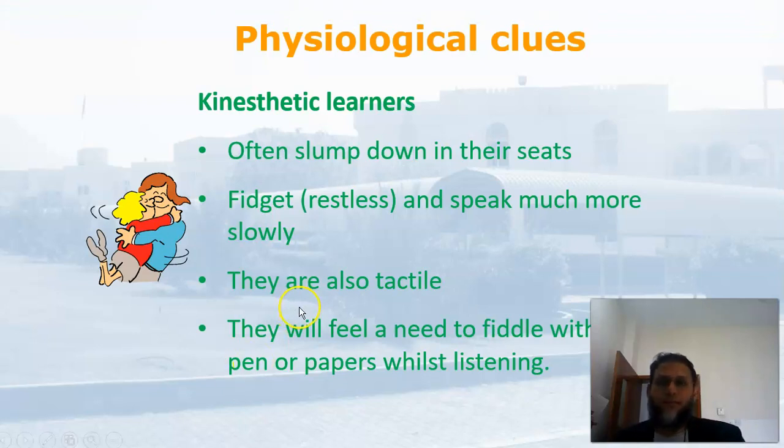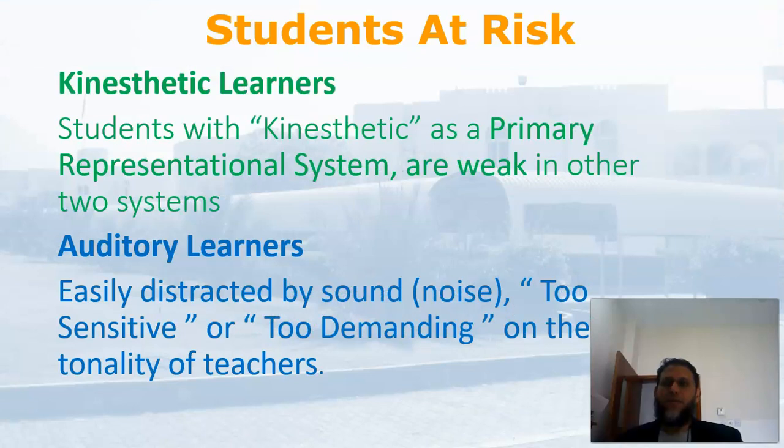The kinesthetic learners, physiological aspects of them, they often slump down in their seats. They don't sit straight. They feel a bit restless. They are also tactile. They feel a need to fiddle with their pen or paper while listening to it. Many of you can see the same. They always draw something when they are listening in class. So these guys are basically kinesthetic learners. They are comfortable learning things by doing it. So all the three categories you can understand from their behavior.